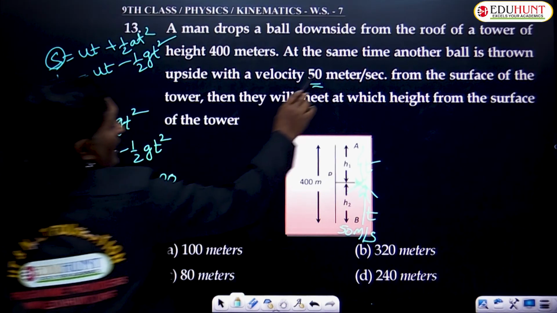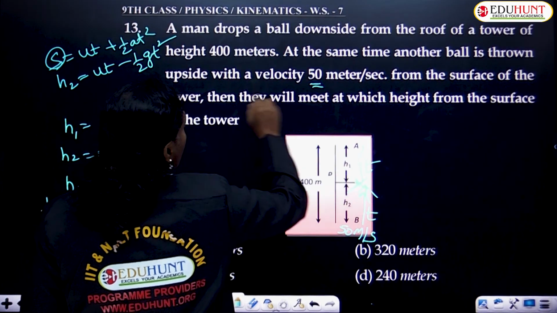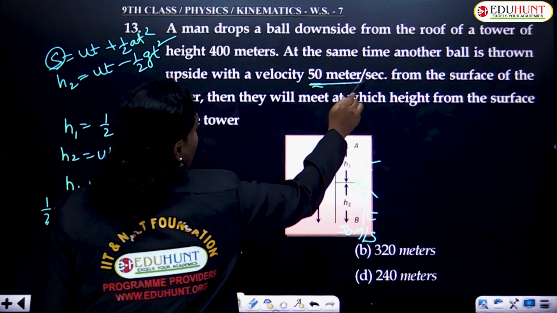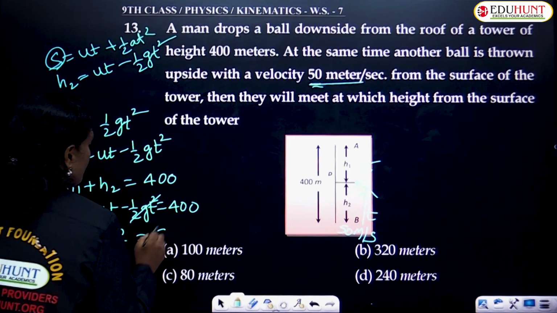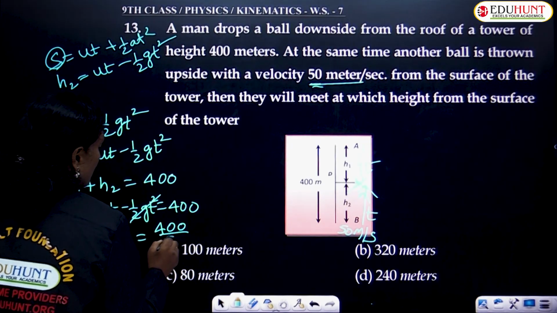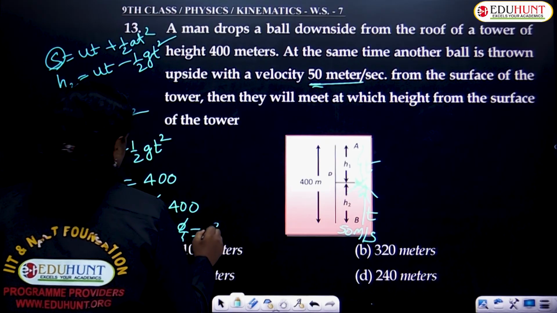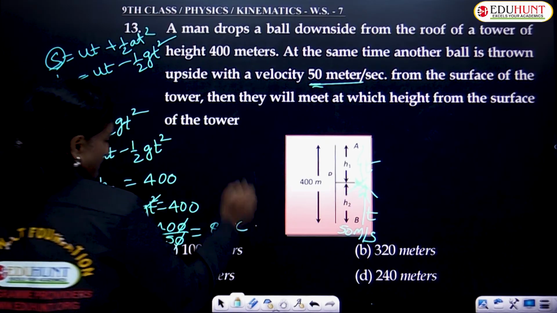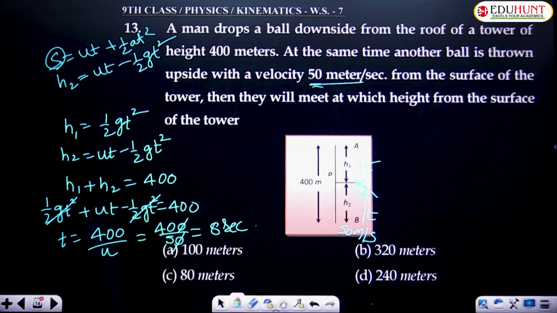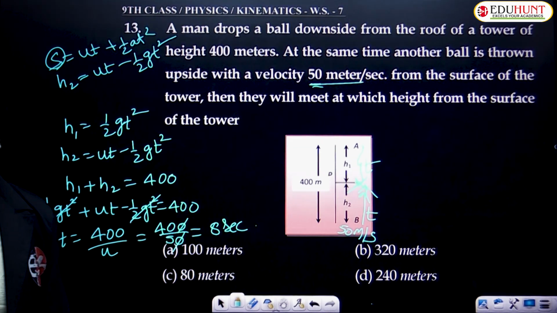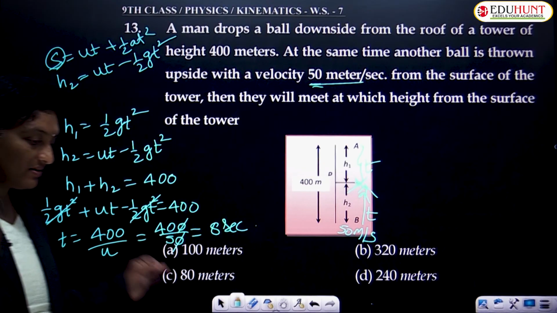But what is the velocity of throw? The same time another ball is thrown with a velocity. How much have they given? 50 meters per second. So 400 upon the throw velocity, which is 50. So finally how much is that? 8 seconds. Okay. So they will meet after how much time? 8 seconds. They are traveling for a time interval of 8 seconds.